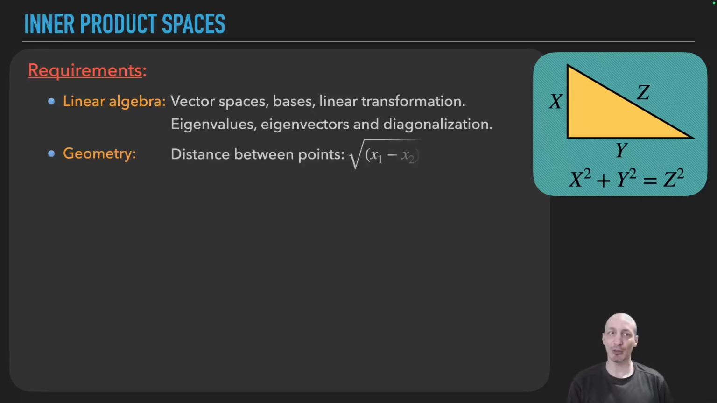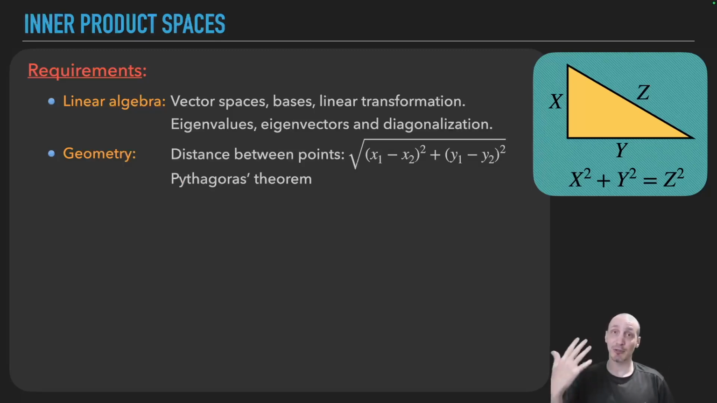You need to have a bit of familiarity. You need to be familiar with the distance between points, which is the square root of the sum of squares, or in general, you need to know the Pythagorean theorem. And again, you just need to know that. You don't need to know the proof, but you need to be familiar and comfortable with it. So these are the main requirements for learning this course.